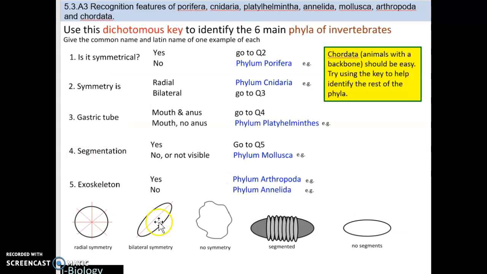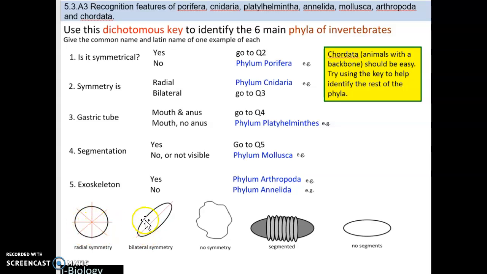So if we're trying to identify some of these, let's say we looked at this one here. We want to identify what this is. Is it symmetrical? Well, it's pretty much symmetrical. Yeah, there's loads of symmetry on there. So we'd say yes, we'd go to question 2. Is the symmetry radial? Yeah, we're going to say it's radial. So this belongs to the phylum Cnidaria. So we'll put that one in there.